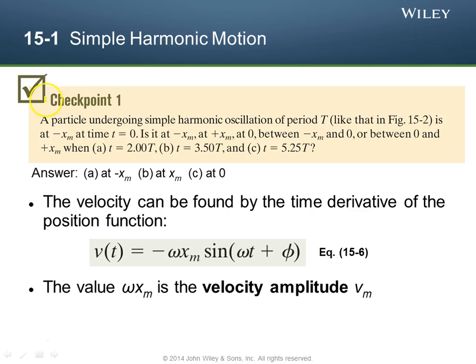Pause the video and take a look at this checkpoint and go over the answers below here.